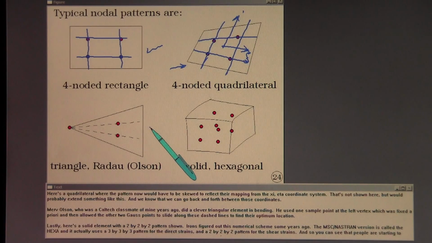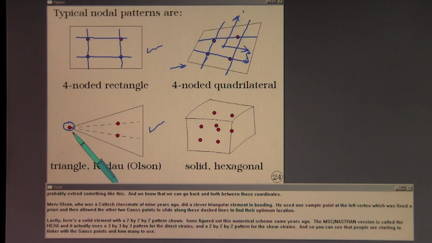Merv Olsen, who was a Caltech classmate of mine years ago, did a clever triangular element in bending. He used one sample point at the left vertex, which was fixed a priori, and then allowed the other 2 Gauss points to slide along these dashed lines to find their optimum location.